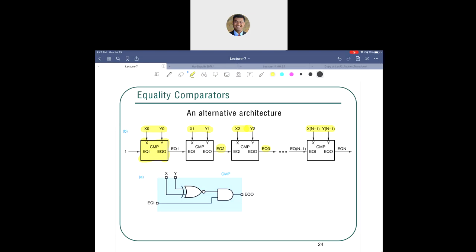Now, does it matter if I do this first or not? Like, does it matter if I do this guy first or this guy first or this guy first? Does it matter if I compare most significant bits first or least significant bits first? No, it doesn't really matter. Why? Because I'm trying to check for all of them to match up, right? So it doesn't really matter which one I try to match up. So why do you think the least significant bit is being compared first?